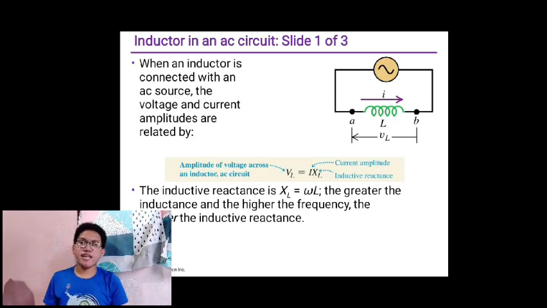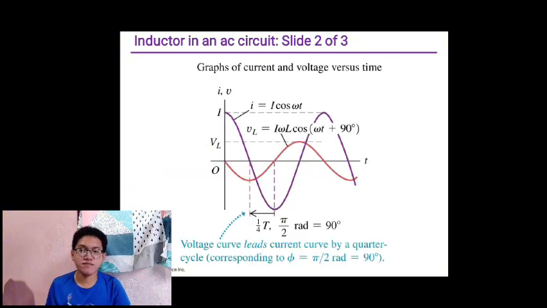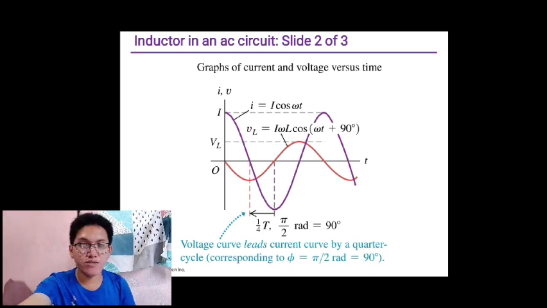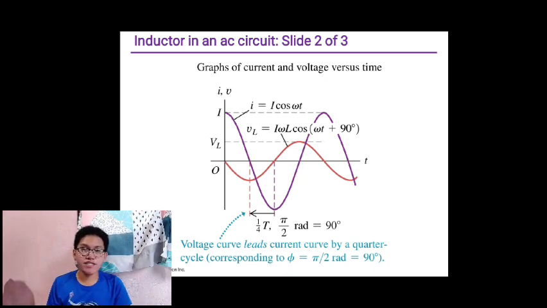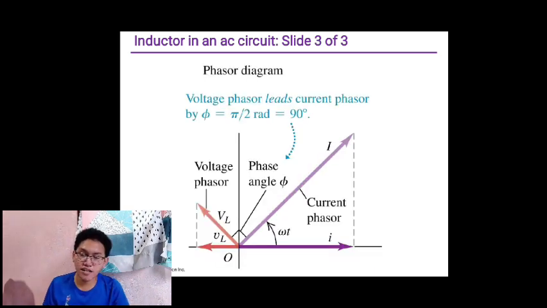Inductor in an AC circuit. For an inductor, the voltage leads the current by 90 degrees. It has a formula for the inductive reactance, XL, which increases with frequency: XL is equal to omega L. And it also has this relation: V is equal to the current times XL, or the volts is equal to the current times the inductive reactance.